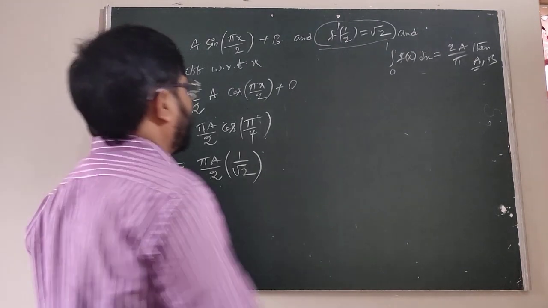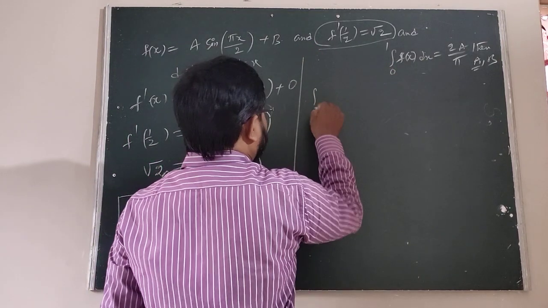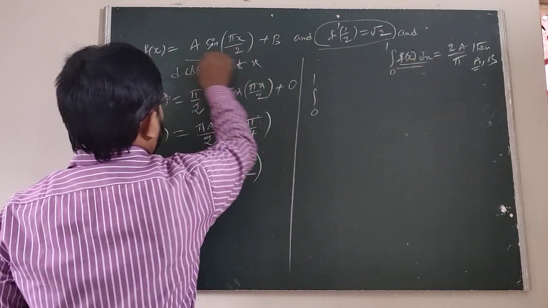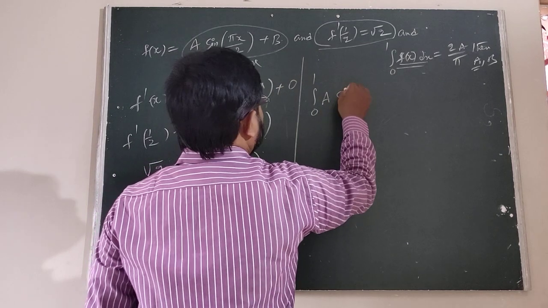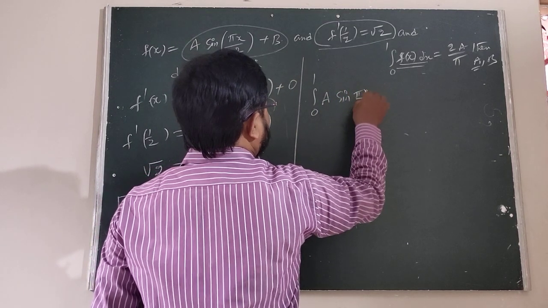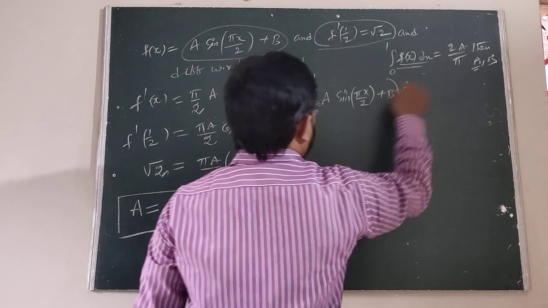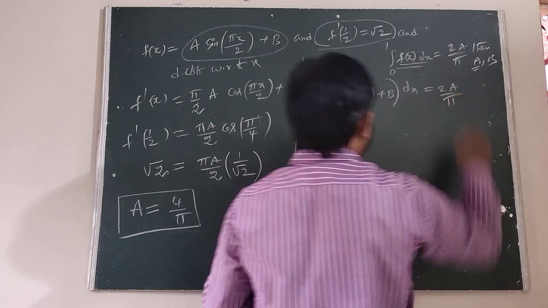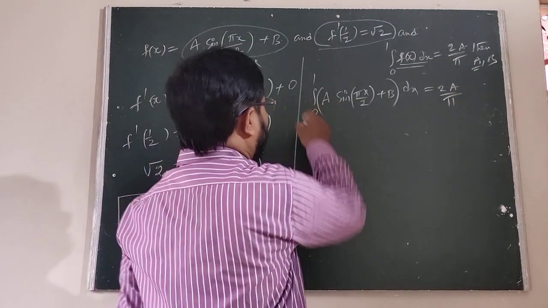The value of b: here one condition is given, that the integral from 0 to 1 of f of x dx, where f of x is a into sine of pi x by 2 plus b, whole dx, is given by 2a by pi. Just write. First you can write a outside.